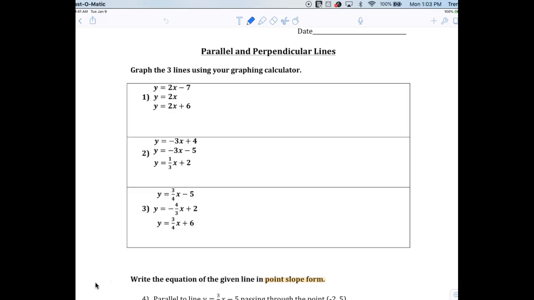So you have to listen to me now. All right, at the top. Lines are parallel if the slopes are equal. Lines are parallel if the slopes are equal. You're writing. If the lines are parallel, the slopes are equal. Good.